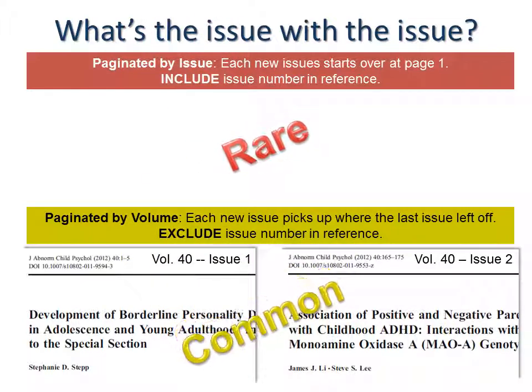Now, currently, it's very rare to see a journal that's paginated by issue. See, I don't even have an example. Whereas most volumes are paginated by volume, which is much more common. So you would usually tend to leave out the issue number because it's paginated by volume.